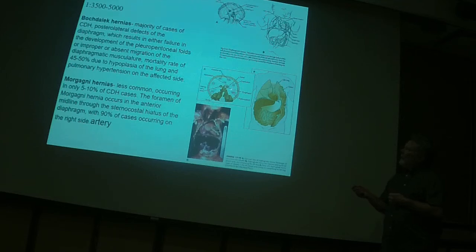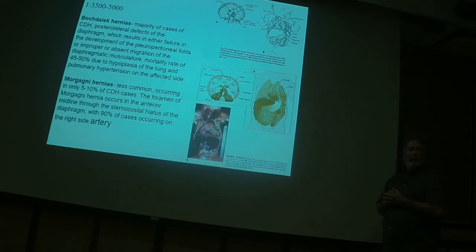This is the most common, but you can get hernias at any location around the diaphragm. Depending on where it is, you can have herniations in the pericardial cavity that can impede or damage heart development as well. So 1 in 3,500 to 1 in 5,000 is the incidence rate for a diaphragmatic hernia.